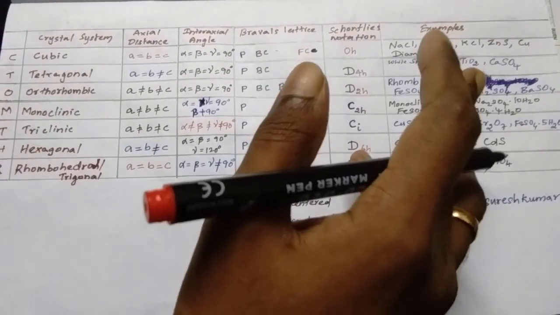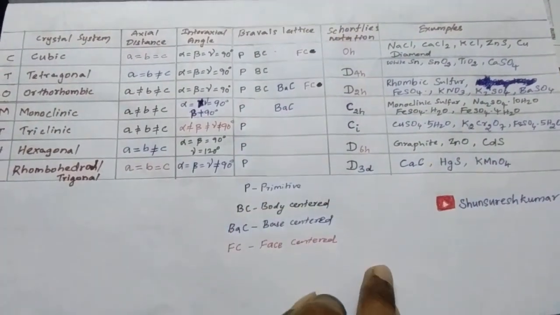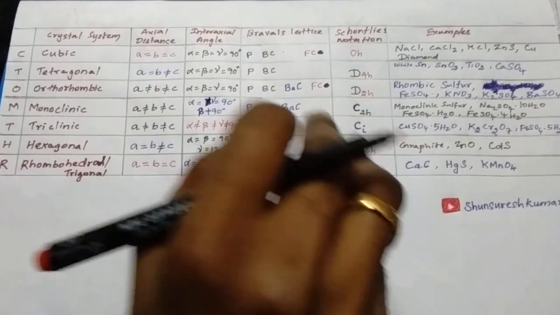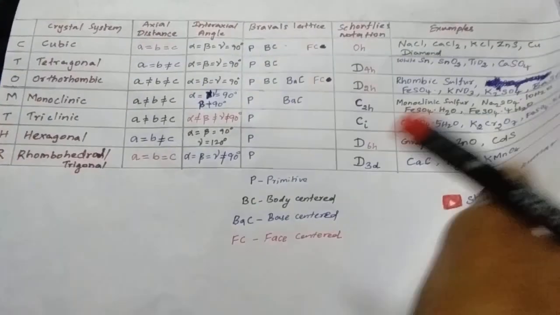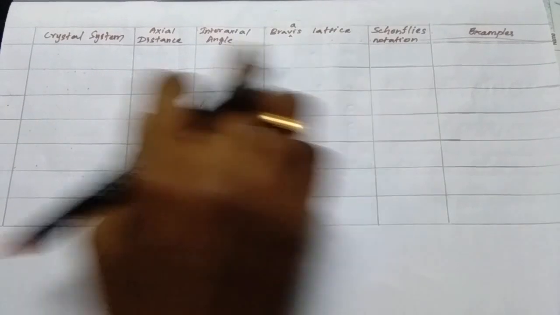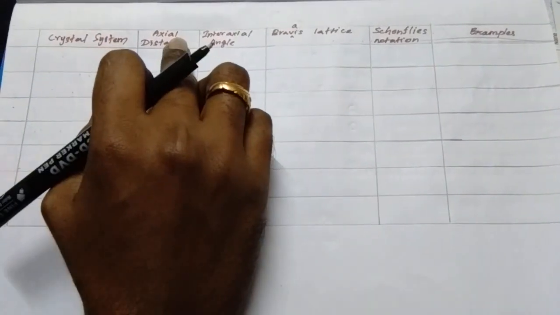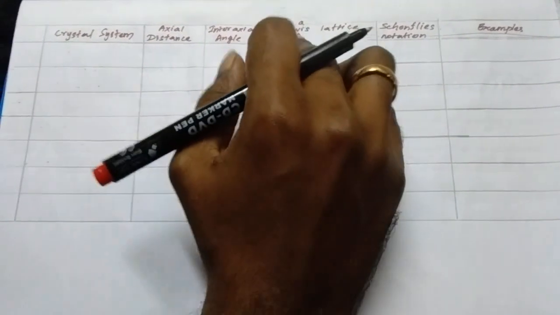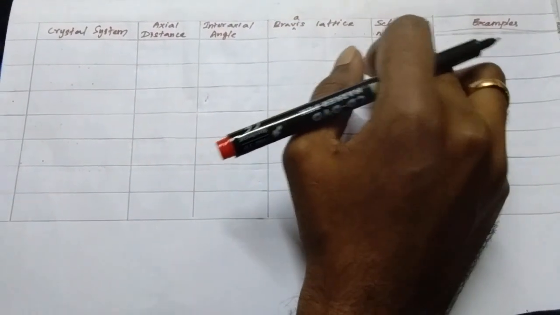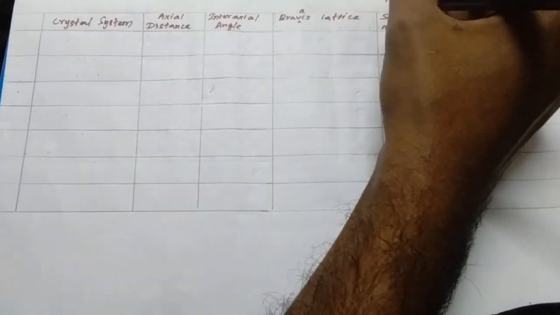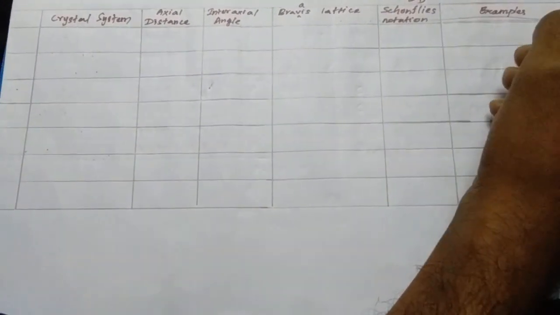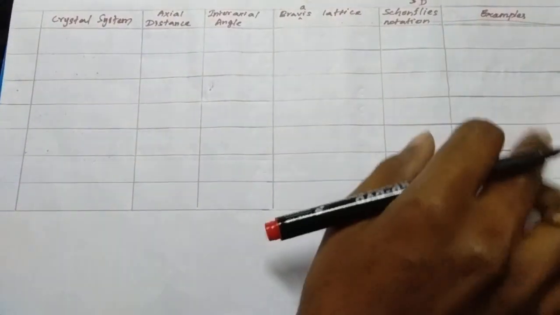How can you remember this table for your examination? I will show you how to write and remember this table. First, you draw a table with these columns: crystal system, axial distance, interaxial angle, Bravais lattice, and Schonflies notation. This is nothing but the 3D point group for 3 dimensions. And the last column is an example. Write this.